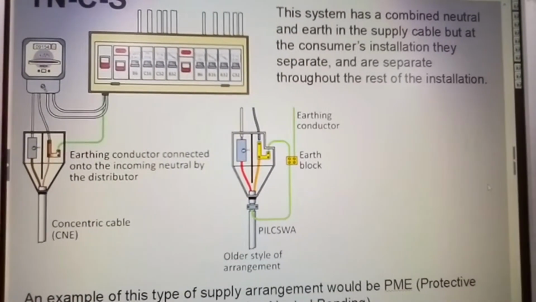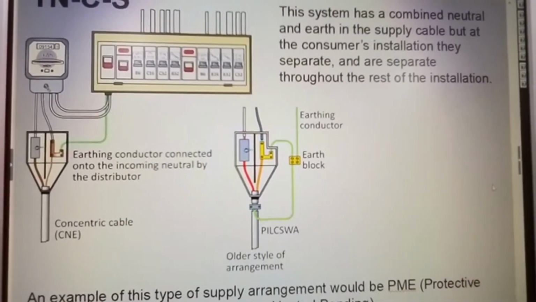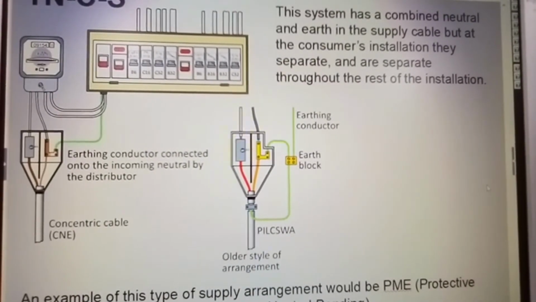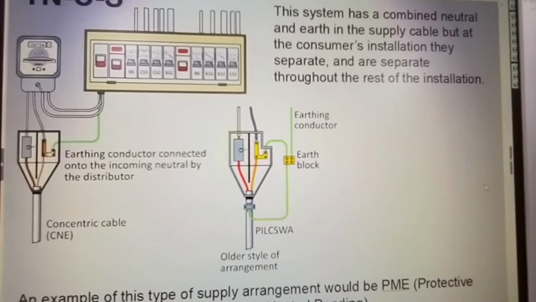Let me just come back so we can make sure we get everything in view. An example of this type of supply arrangement would be PME, protective multiple earthing, or PNB, protective neutral bonding.